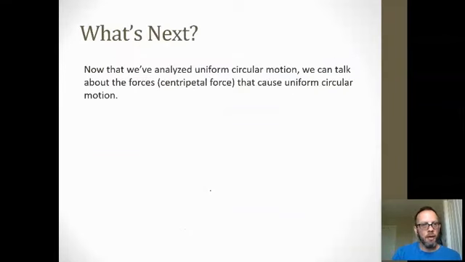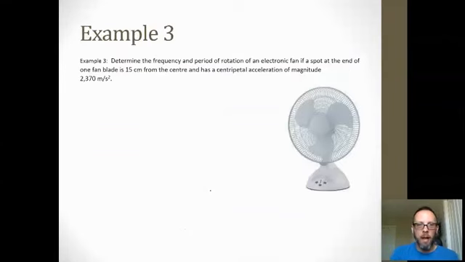We're just doing one more example. So most people have these. I have one on behind me because it's kind of hot, but we have a fan. We're just playing around with the equations a bit at this point. So we're going to try to find the frequency and period of rotation of a fan. If a spot at the end of one fan blade, that's 15 centimeters from the center, has an acceleration of 2,370 meters per second squared. So we're given the radius, and we just got to make sure we put that into meters. So that's 0.15 meters. Here we have the centripetal acceleration.